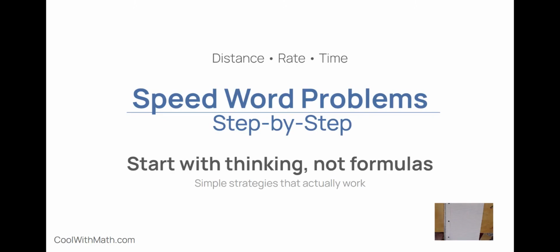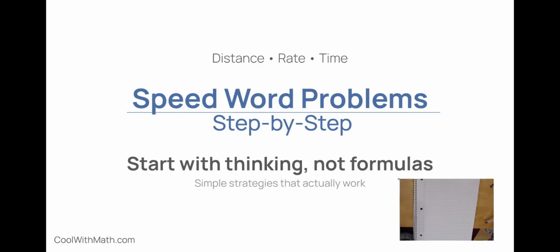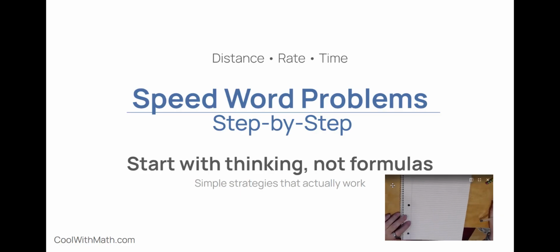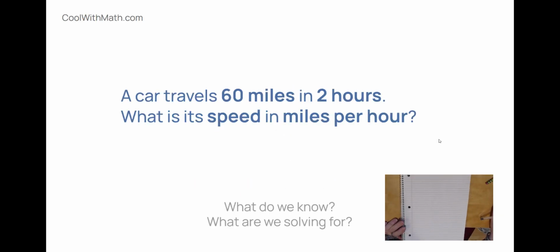All right, welcome back. We're going to go ahead and take a look at another speed problem, this time approaching a problem from the other direction, looking for speed rather than doing something with the speed itself. So let's jump right in. The problem we're going to look at is a car travels 60 miles in 2 hours. What is its speed in miles per hour? So like before, we're going to think about what we know and how it fits into what we're solving for.